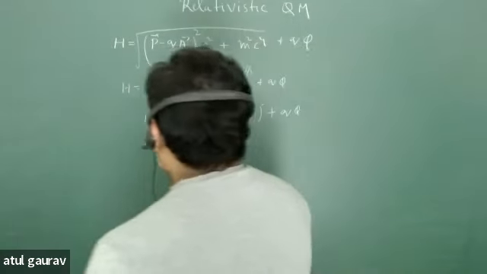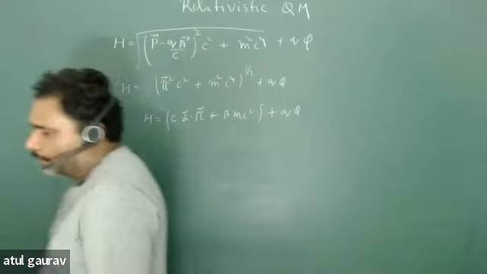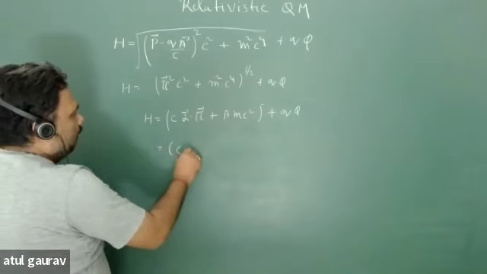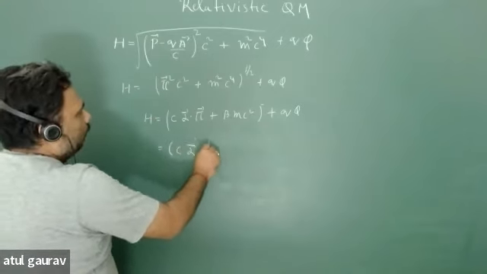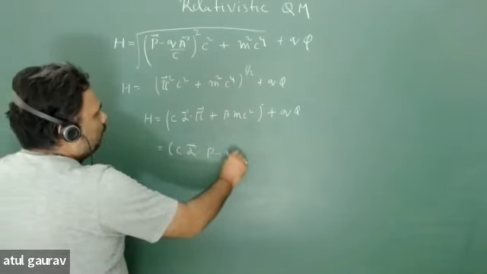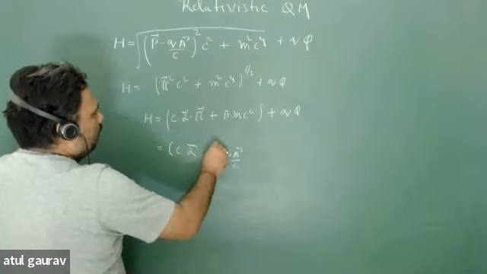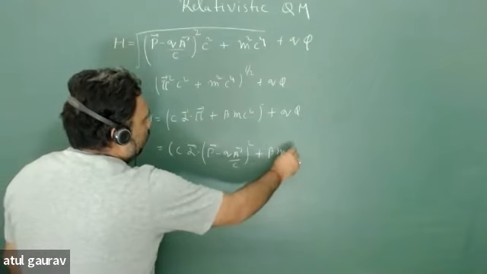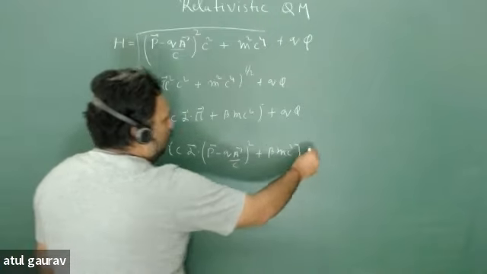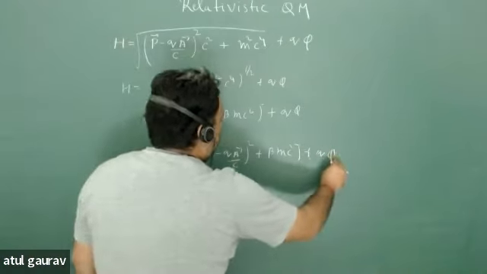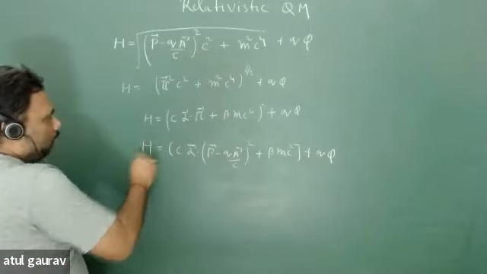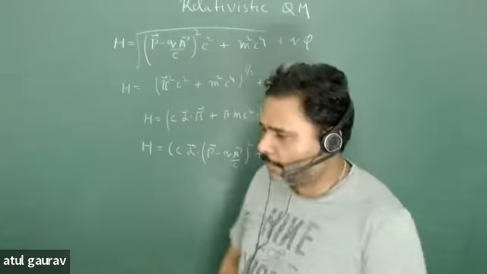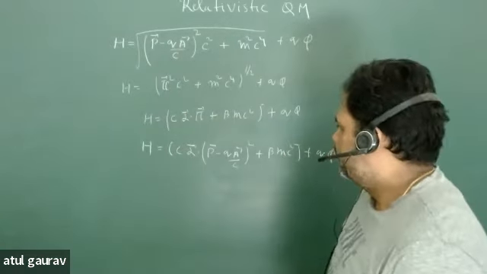And again, you can put the value of pi. What is the value of pi here? The Dirac Hamiltonian is C alpha dot (P minus QA by C) plus beta MC square plus Q phi. So this is your Dirac Hamiltonian, isn't it? Yes, sir. Clear hai na?